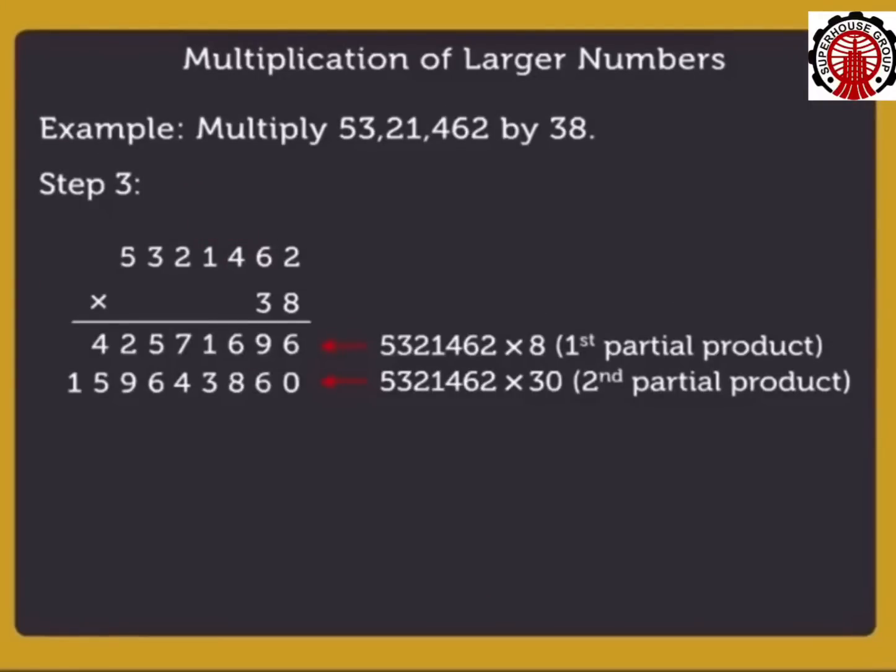Step 3. Now add both the partial products obtained, that is 4 crore 25 lakh 71,696 plus 15 crore 96 lakh 43,860 to get the answer, which is equal to 20 crore 22 lakh 15,556. Let us solve one more example.